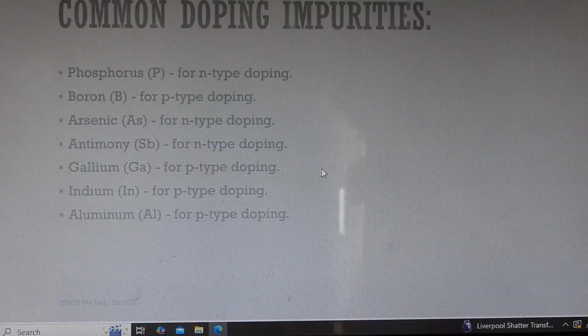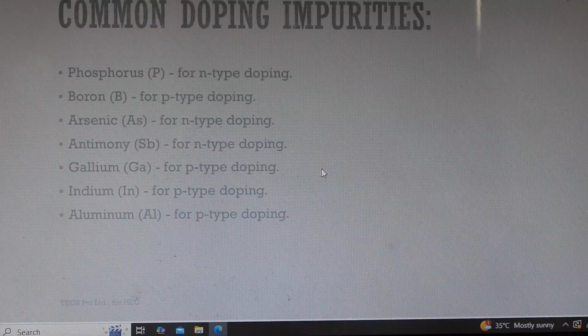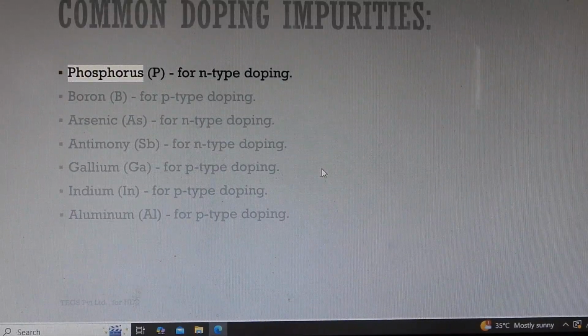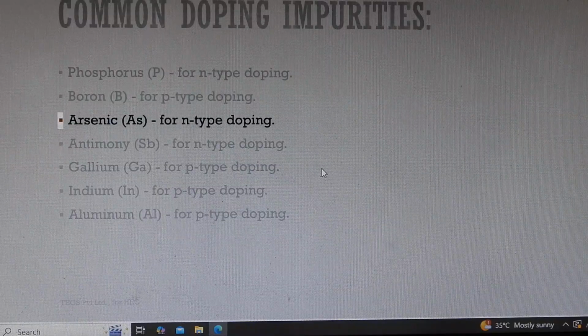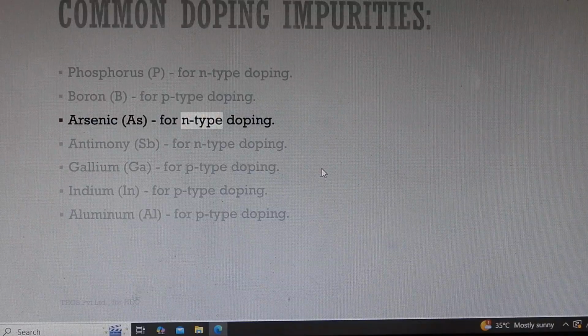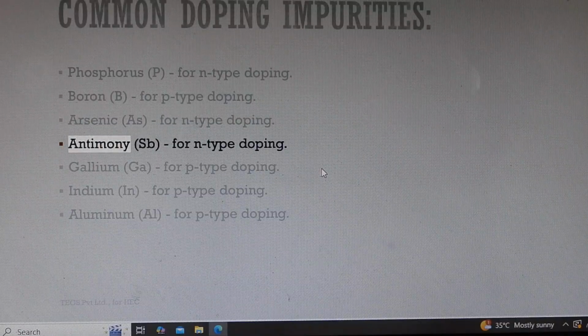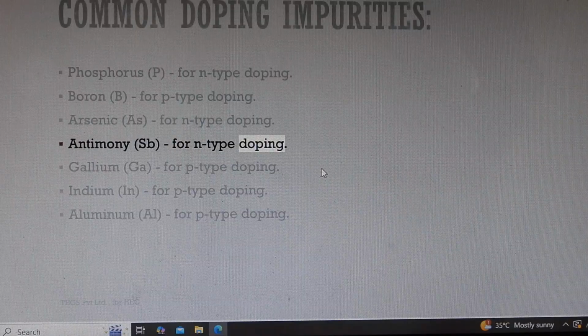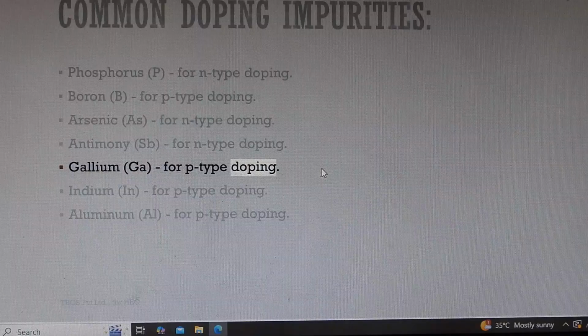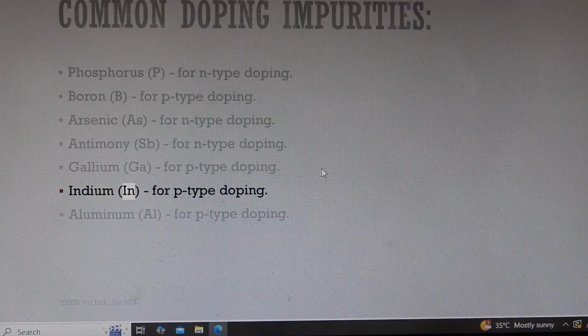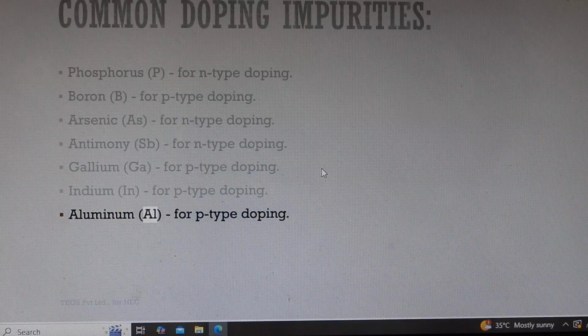Common doping impurities. Phosphorus, P, for N-type doping. Boron, B, for P-type doping. Arsenic, As, for N-type doping. Antimony, Sb, for N-type doping. Gallium, Ga, for P-type doping. Indium, In, for P-type doping. Aluminum, Al, for P-type doping.